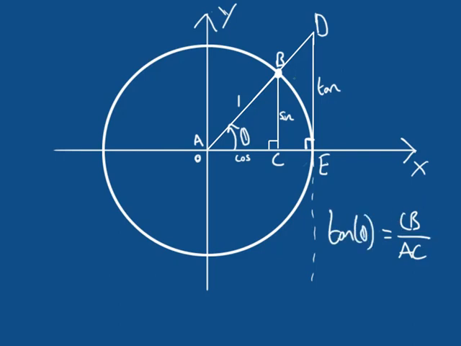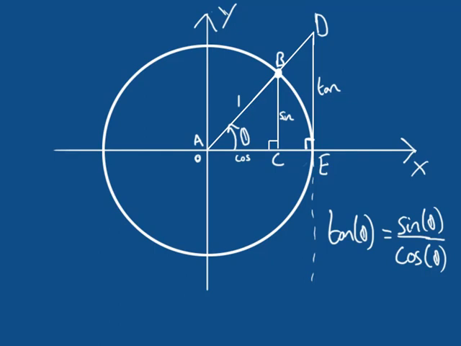CB, this edge here, is our sine of theta. And AC is our cosine of theta. So if we replace all that information, we can see that the tan of theta, the tangent of theta, is equal to the sine of theta over the cosine of theta. And that's the very definition of tangent. It is defined as the relationship between sine and cosine. Tan of theta is equal to sine theta over cos theta.